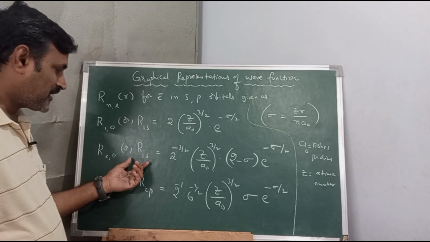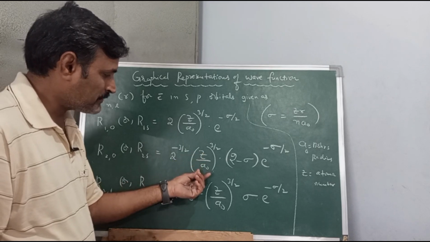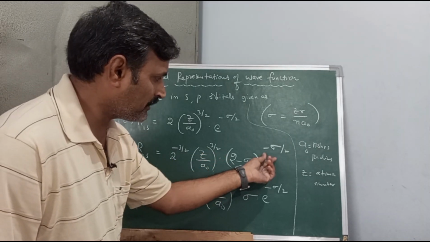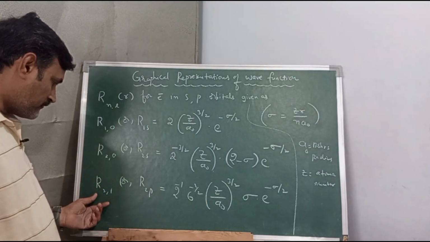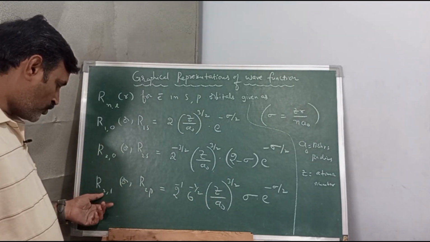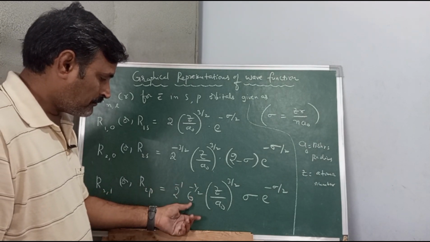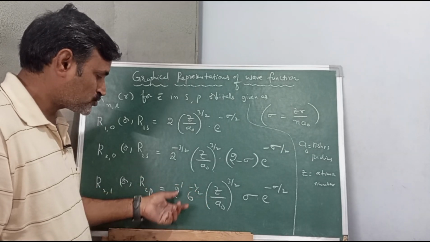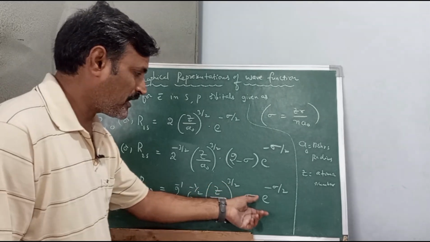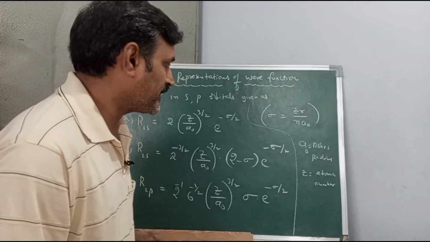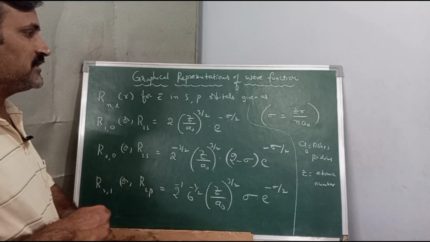Similarly, for the 2s orbital they will give R2,0, and the solution is 2 power minus 3 by 2 into (Z by a0) power 3 by 2 into (2 minus sigma) into e power minus sigma by 2. Whereas for the 2p orbital, we will write R2,1 or R2p. It is 1 by 2 root 6, that is 2 power minus 1, 6 power minus 1 by 2, into (Z by a0) power 3 by 2, into sigma, e power minus sigma by 2. These are the solutions for the radial part of the wave function.